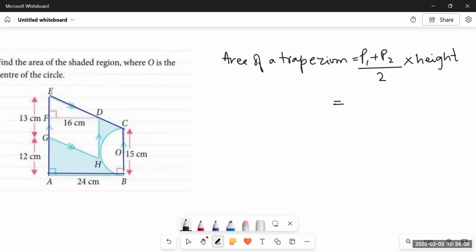If we take this line AE as parallel line 1, it would be 13 plus 12 because it's split into two parts. The upper part is 13 from E to G, and from G to A, it is 12 centimeters. So parallel line 1 has a sum of 25 centimeters. Then parallel line 2, the opposite side BC, is 15 centimeters. So the sum of the two parallel lines is 25 plus 15, which is 40? The transcript says 30 upon 2, which would be 15. 30 upon 2 means 15.